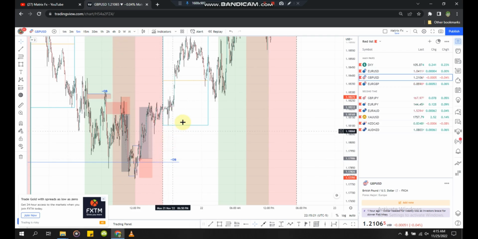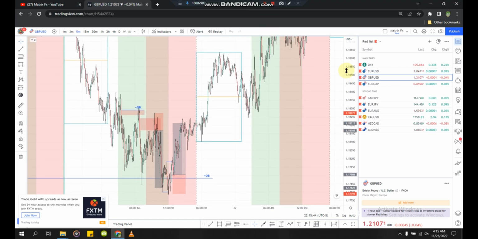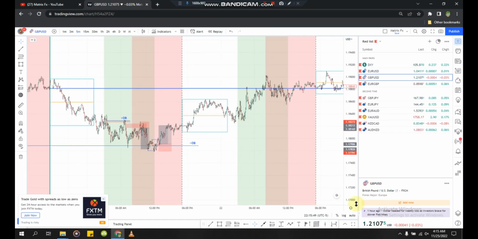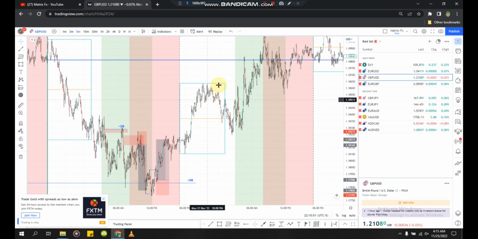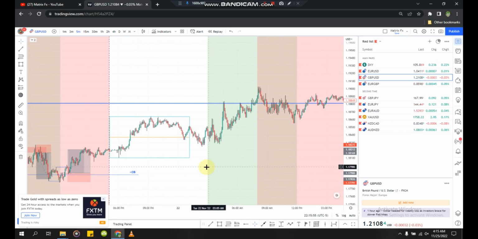That's our primary goal, to make money. So that's the idea, making money. Now the next day, you know that we are below the weekly open. Now the Asia session didn't really do much.